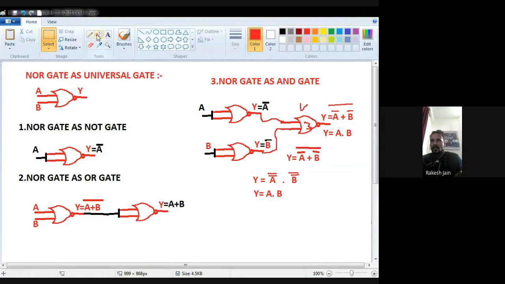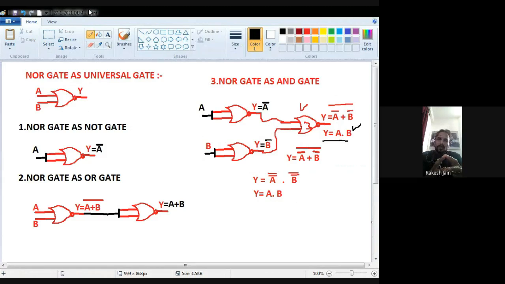And this output, this is the equation of which logic gate? This is the equation of AND logic gate. So now with the help of these three NOR gates, we build an AND gate.